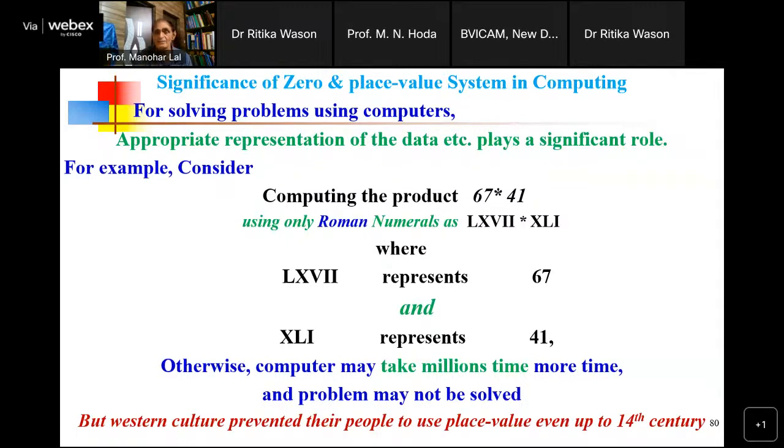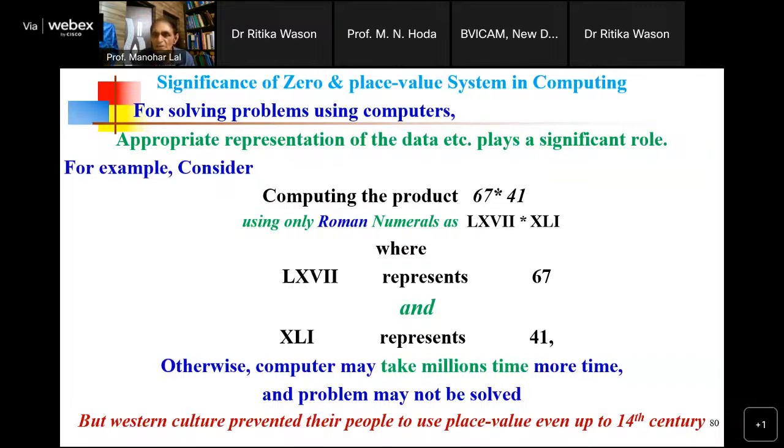Friends, I may tell you that up to the 14th and 15th century, people in Europe used to feel difficulty with problems of multiplication. And they used to go to a specialized place near Paris, which is called Sorbonne, to get their multiplication problem solved. What I mean to say is that zero facilitated decimal representation.